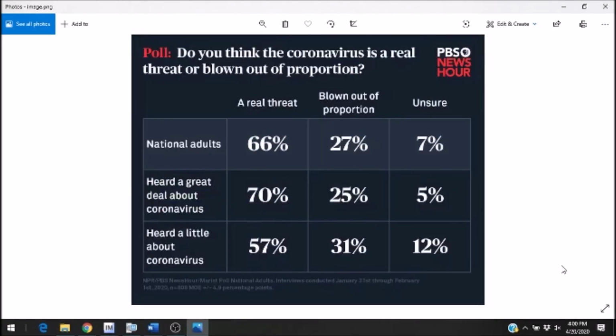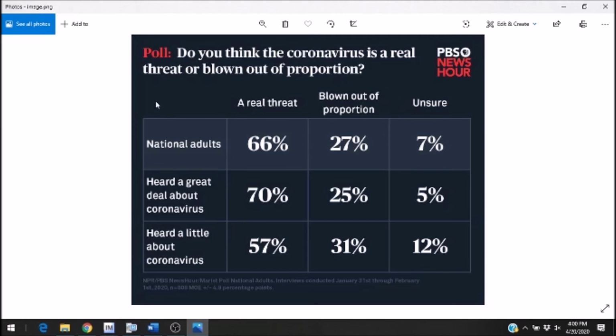Let me show you a real-world example of this. Back in the end of January, early February, PBS conducted a poll of adults to figure out what they thought about this coronavirus thing, if it was a real threat or if it was blown out of proportion. 66% of adults said it was a real threat, 27% said it was blown out of proportion, 7% said they weren't sure. Keep in mind this was end of January, early February. These numbers would be very different if they ran this poll today.